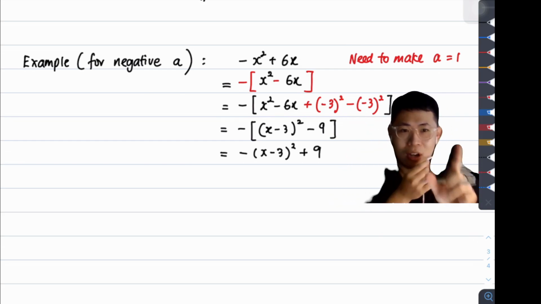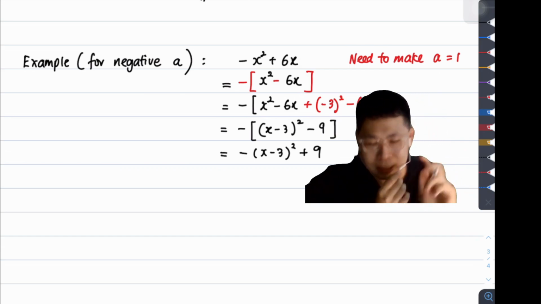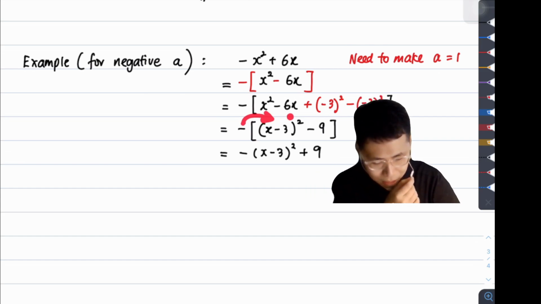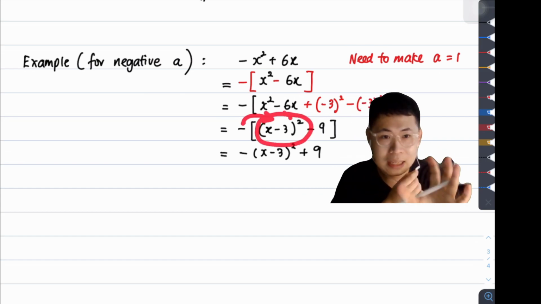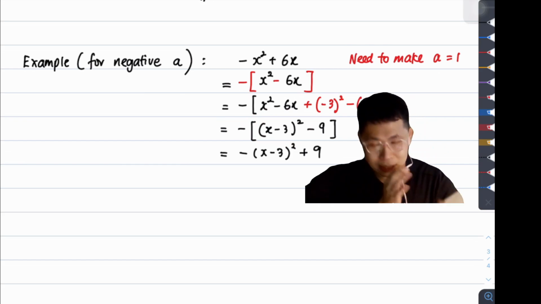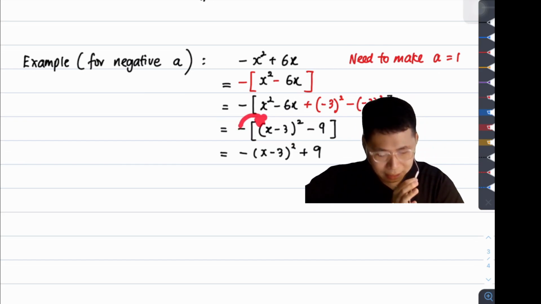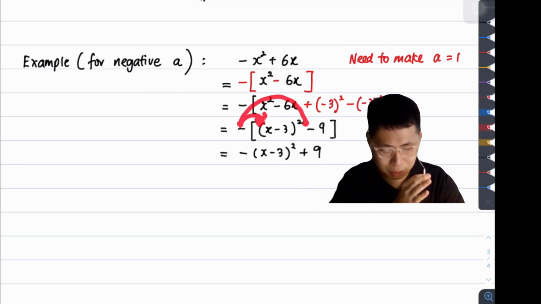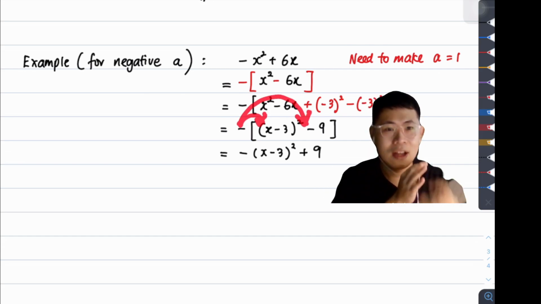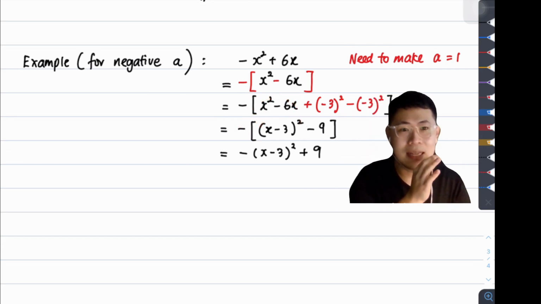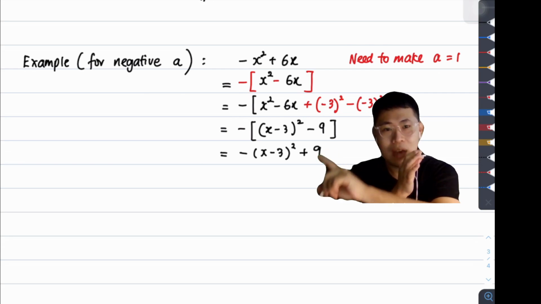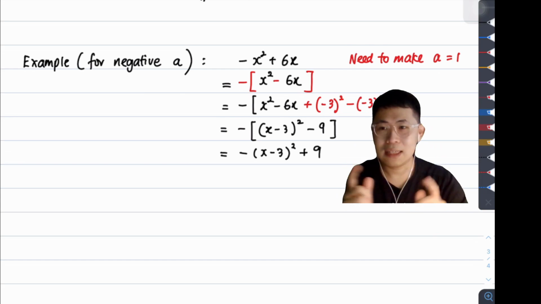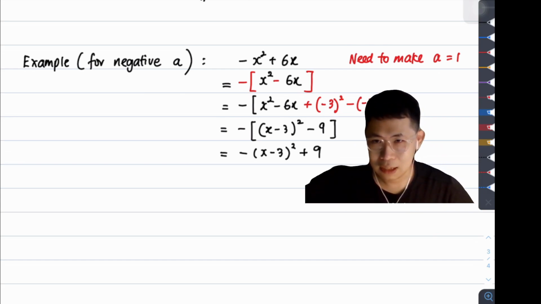Last but not least, because of the bracket, we need to simplify the bracket. The negative distributes to this bracket. Because this thing is a square itself, we keep the bracket as it is. We don't expand it, but we put the negative in front of the bracket. When we expand, only then we consider the negative, and we expand the negative to the -9. So negative 9 will give us +9. So at the last step, you have our completed square and our +9. So this is for negative a.